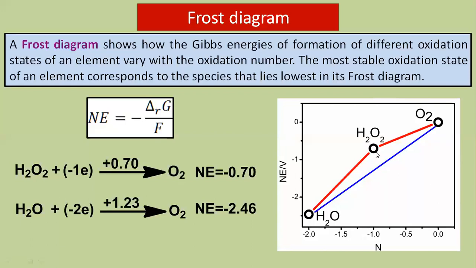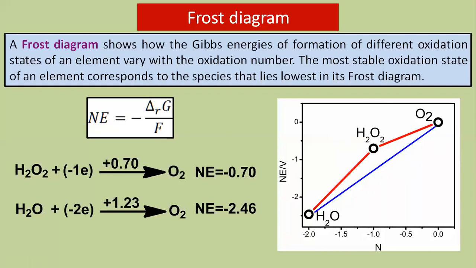Suppose we want to determine whether H2O2 will undergo disproportionation or not. Then what you have to do is draw a straight line between the nearest neighbors. The nearest neighbor on this side is oxygen, and in this direction you have water, H2O, and you just draw a straight line. If this species lies above the line, that means it will undergo disproportionation. If it is not, it will not. So these are the two important pieces of information you get from the Frost diagram.